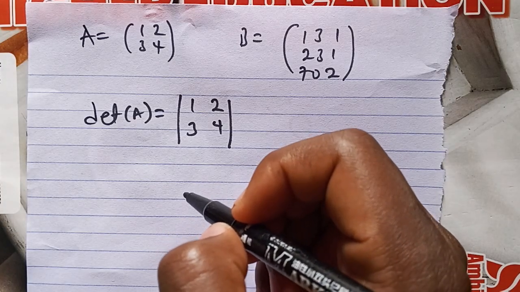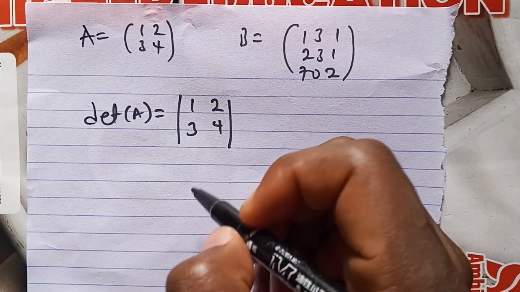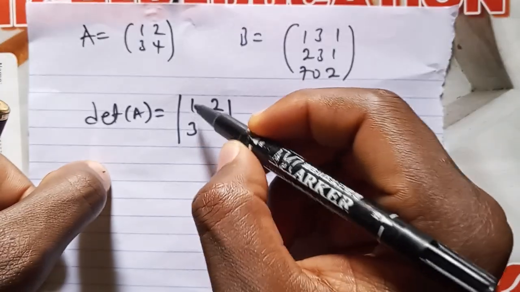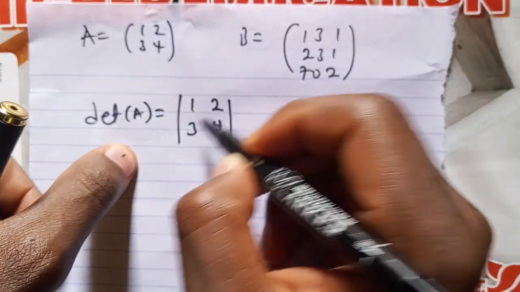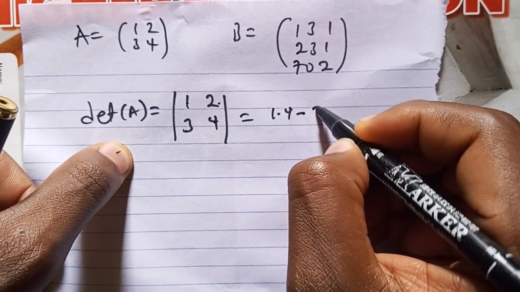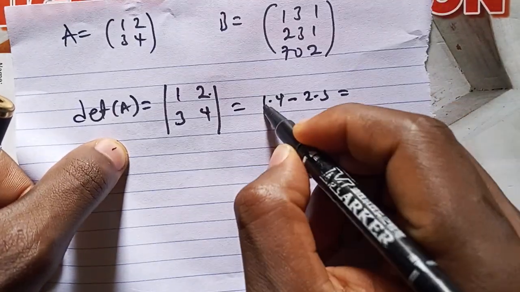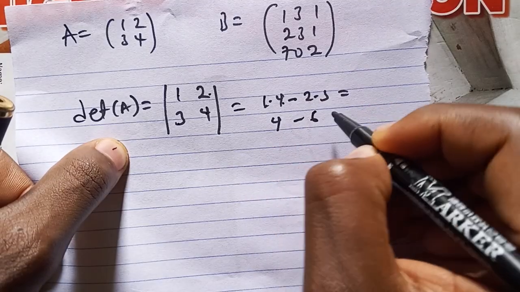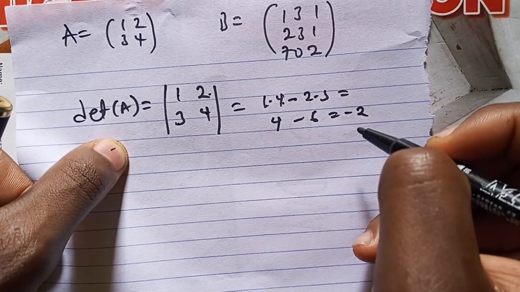Now, of course, to find the determinant, this is a 2 by 2 matrix, so we are going to do this times this minus this times this. So this is going to be 1 times 4 minus 2 times 3. So 1 times 4 is 4, minus 6. This gives me minus 2.